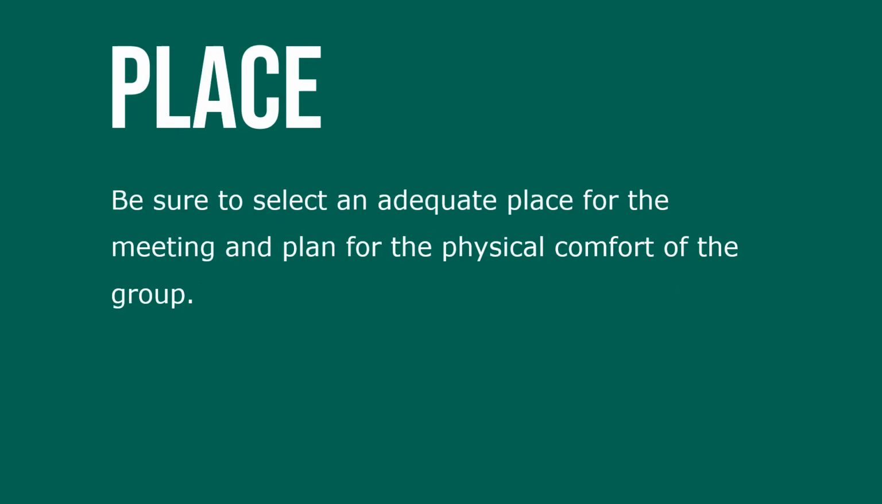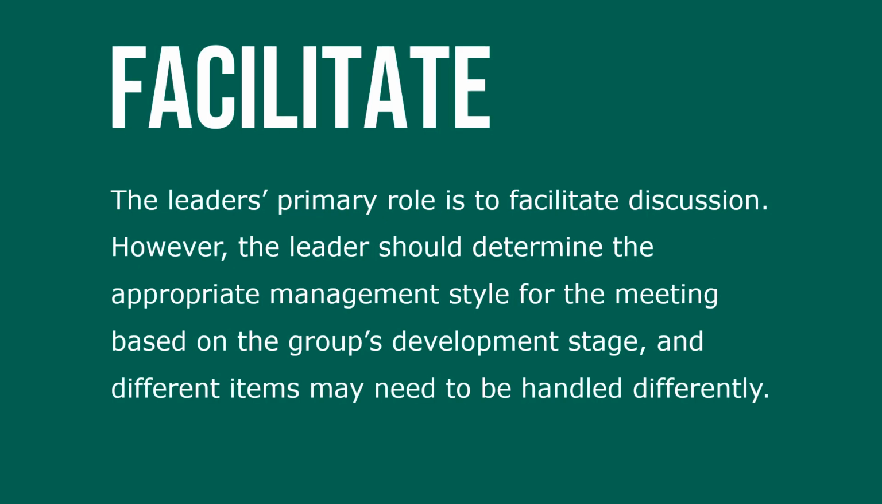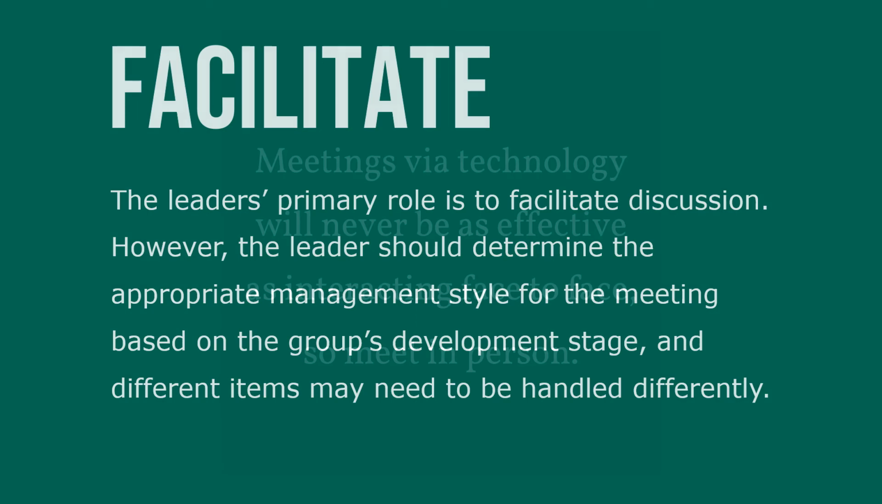Be sure to select an adequate place for the meeting and plan for the physical comfort of the group. Meetings are typically scheduled for 30 to 90 minutes, as longer than this reduces the quality of decision making, but they shouldn't run for longer than it takes to accomplish objectives. The leader's primary role is to facilitate discussion. However, the leader should determine the appropriate management style for the meeting based on the group's development stage, and different items may need to be handled differently.